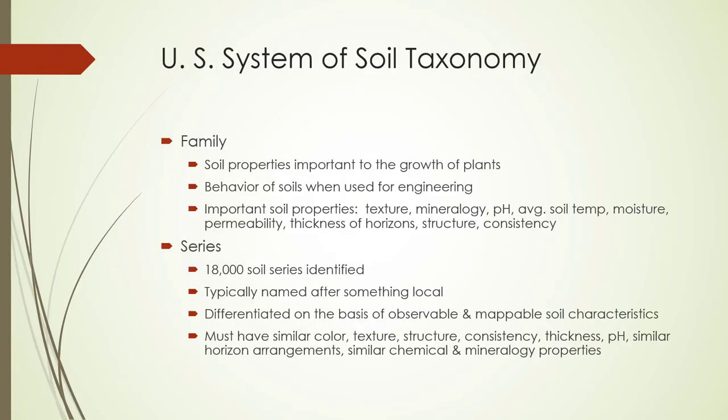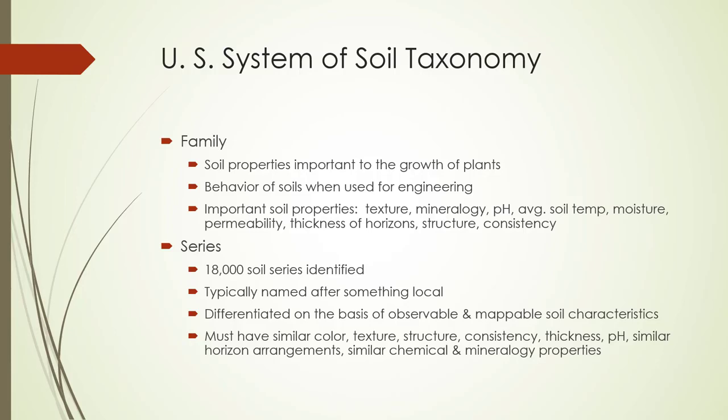So we've talked about orders, and then there's family. And family are the soil properties important for the growth of plants. This is also the behavior of soils when used for engineering. And next week, we're going to actually take a look at some soils and see if they're useful for what we want them to be for. This will be in our soil survey books. So important soil properties include texture, mineralogy, pH, soil temperature, moisture, etc. And then series, which you've probably come across in your studies of your area.